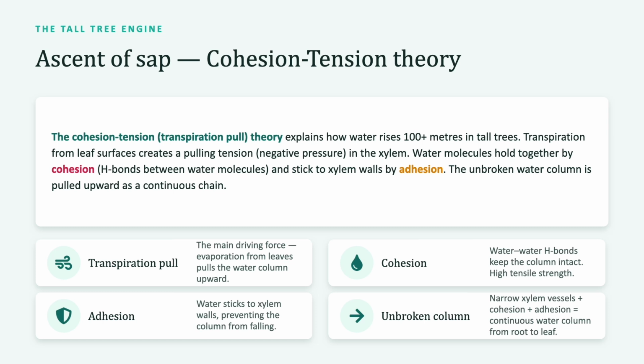And adhesion: water molecules stick to the xylem wall, preventing the column from falling back down. The result is an unbroken chain of water molecules stretching from root all the way to the leaf. When one molecule evaporates from the top, it pulls up the next one, which pulls the next, like a chain being reeled in. This mechanism is powerful enough to lift water over 100 meters.